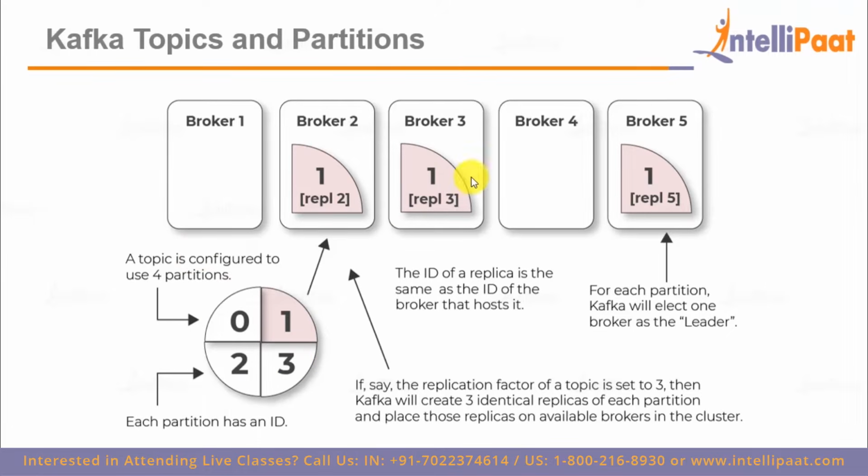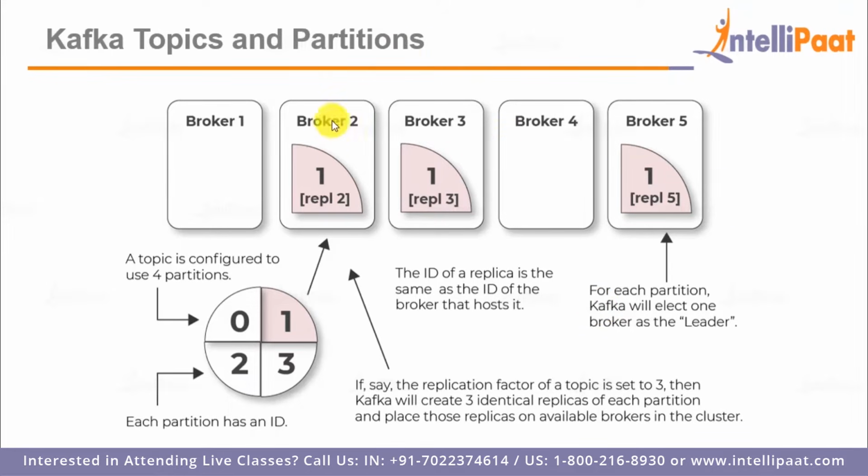So let's take this partition over here. Now since the replication factor is set to 3, there would be 3 replicas of this partition over here, and the ID of the replica is the same as the ID of the broker that hosts it. So over here the ID of the broker is 2, right? Since this is broker 2, that is why the ID of the replica will also be 2. So this is replica 2. Similarly over here this is broker 3, or the ID of the broker is 3, and that is why the ID of the replica will also be 3. Now after all this is done, for each partition, Kafka will elect one broker as the leader.